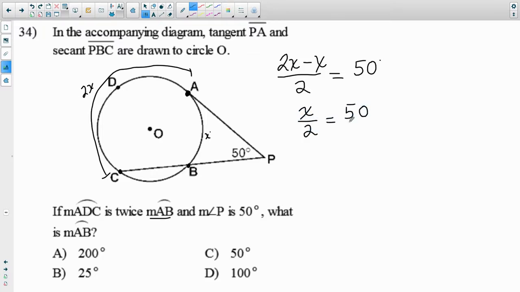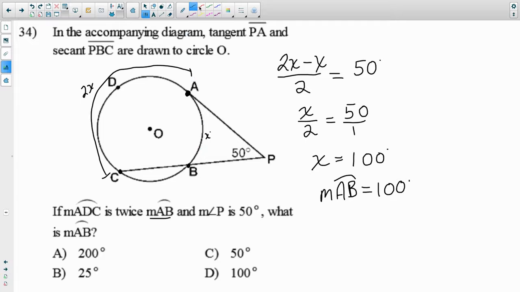Now there's a number of ways we could solve this. Cross multiplication is what we've been doing a lot lately. So x times 1 is x, and 50 times 2 will be 100. So here the question is, find the measure of arc AB. Well, I represented arc AB with x, which means I could then say that the measure of arc AB is also equal to 100 degrees.